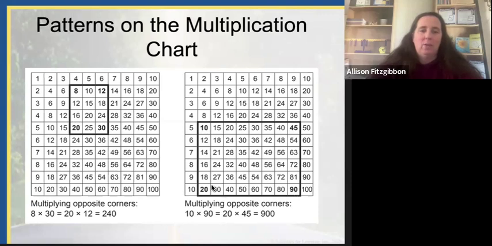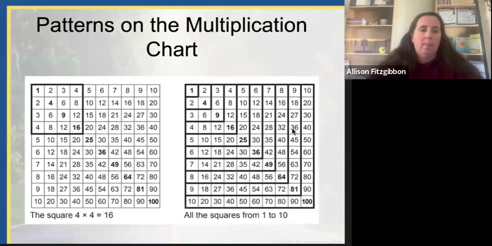10 times 90 is equivalent to 20 times 45. Doesn't matter how you make the rectangle, this will work every single time. Here we have a square, right? This is a 4x4 square. We're looking a little bit at area, right? You can kind of see how that would be.